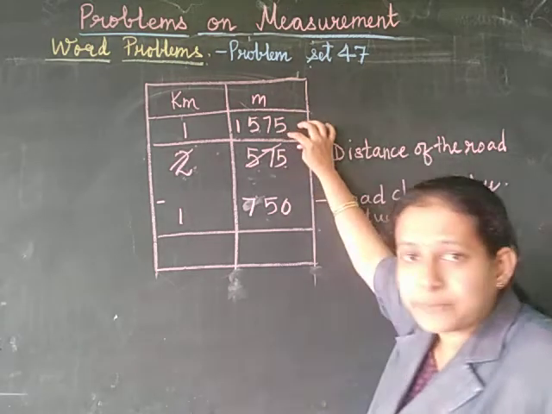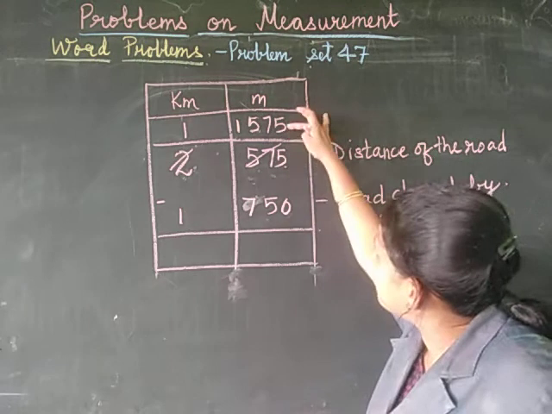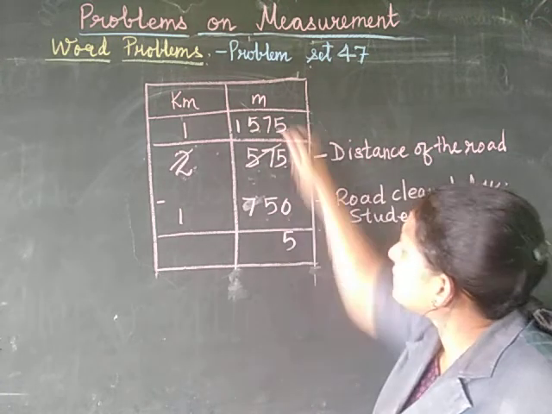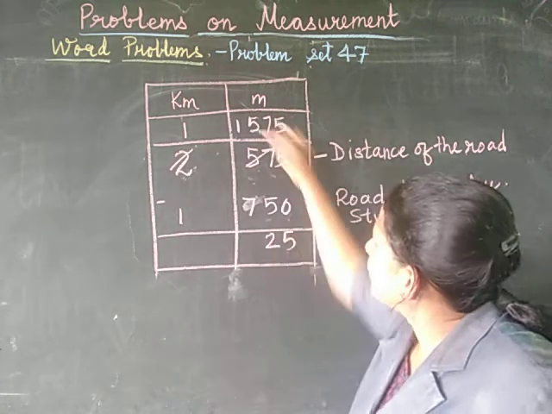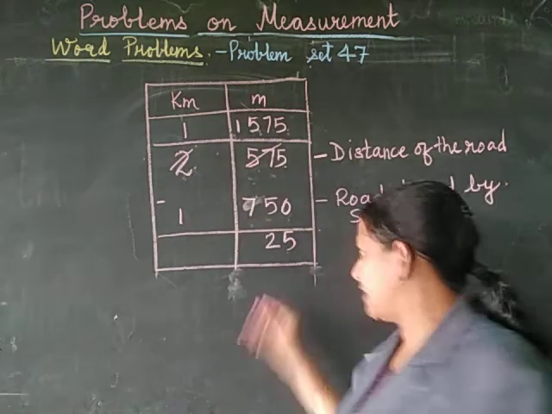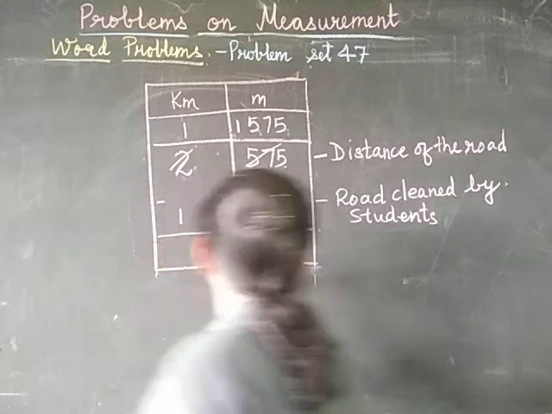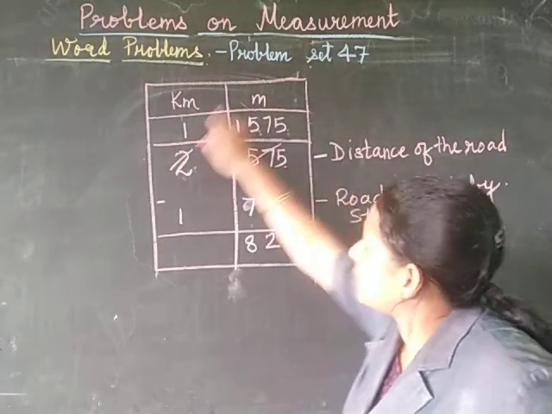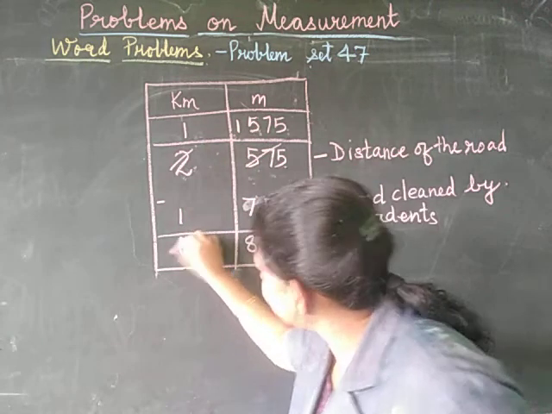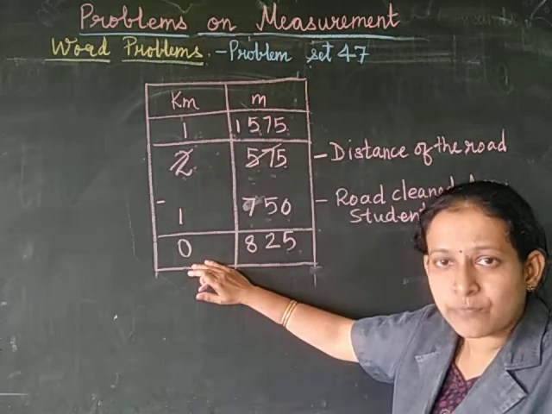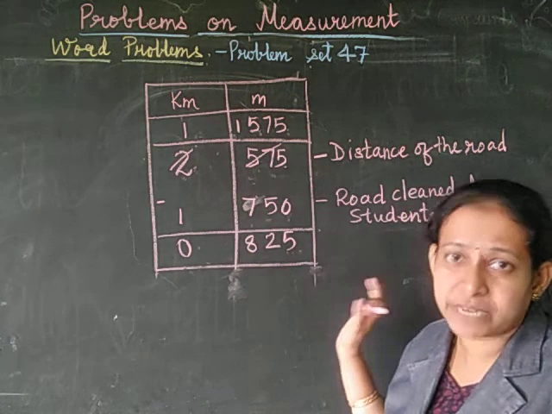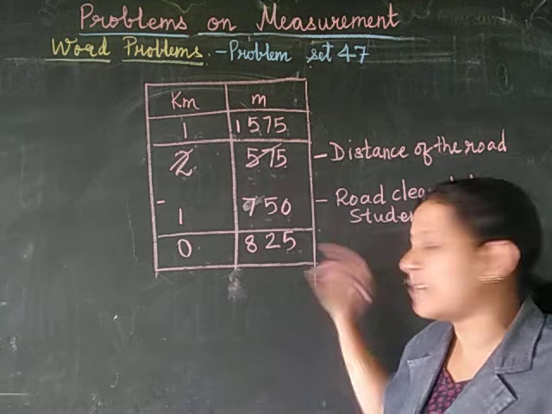So now let's subtract in the usual manner. 5 minus 0 becomes 5. 7 minus 5 becomes 2. Here 5 means 15, and 15 minus 7 is 8. So the answer is 825 meters. Now here 1 has remained, so 1 minus 1 is equal to 0. That means how much road has to be cleaned now? That is 0 kilometers 825 meters, or simply 825 meters.